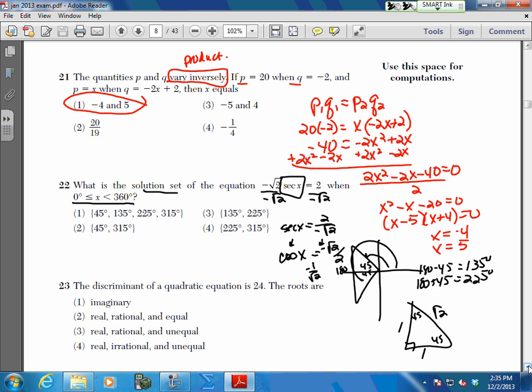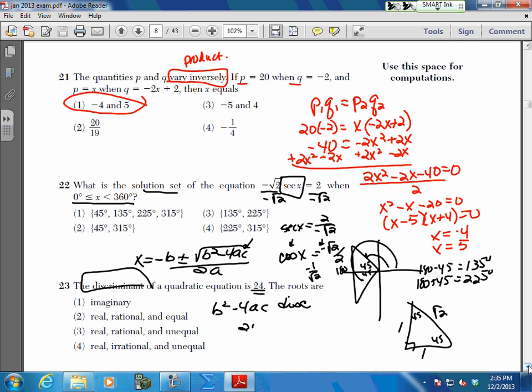Number 23 gives us a discriminant. A discriminant is that part of your quadratic formula that sits right under this radical sign. So b squared minus 4ac is your discriminant. They gave you the discriminant as 24. Put it under the radical. Is that a perfect square? No. But is it real? Yes. So I've got a real, not imaginary. Being that it's not a perfect square, it's irrational. All that has to do is describe your roots. That's all you wanted to do.